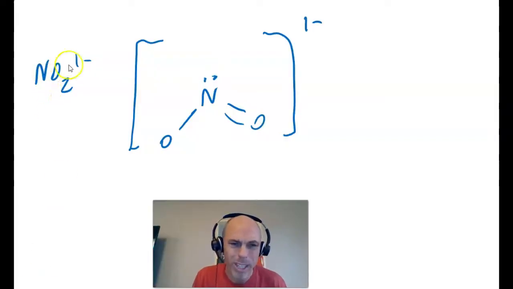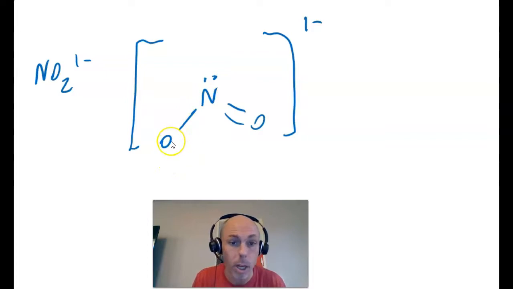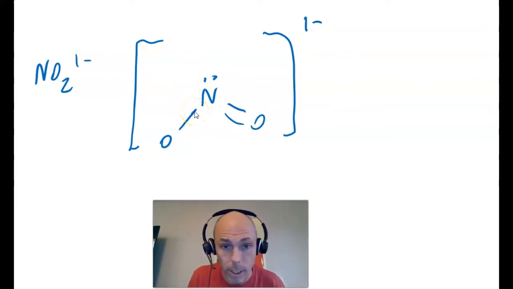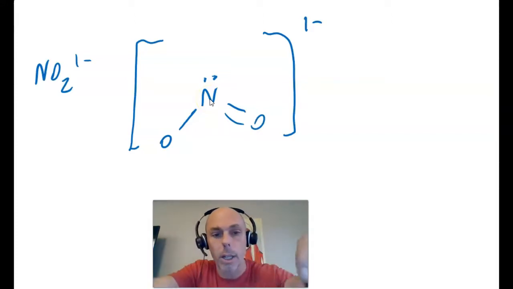Another example, here's the nitrite ion. It's NO2 1-. Here's the Lewis structure, which you would be able to draw on your own, where there's a single bond between the nitrogen and 1 oxygen and a double bond to the other one, and then there's this lone pair up top. Well, this is also 3 electron groups coming off the central atom. One of those electron groups is a single bond, a bonding group. The other one is a double bond, a bonding group. And then this is a lone pair. There are 3 electron groups coming off of it. 2 are bonding groups, and 1 is a lone pair or a non-bonding group.